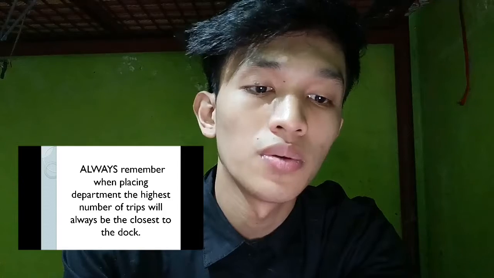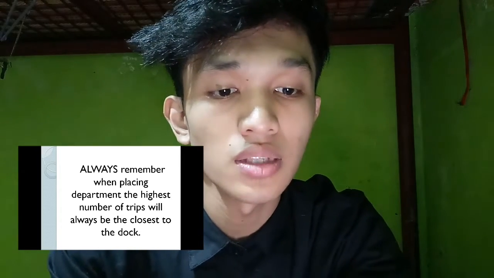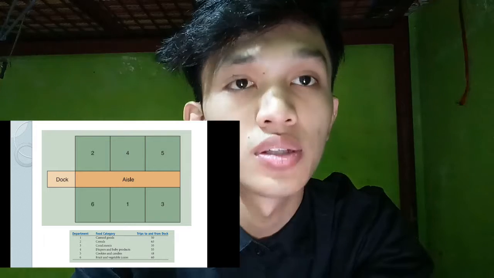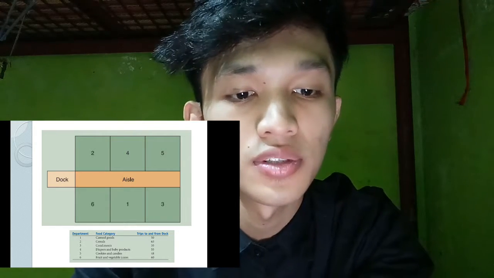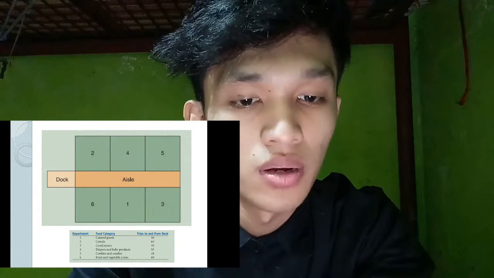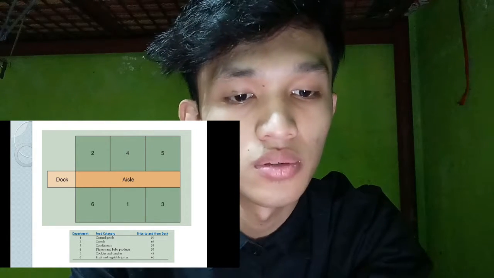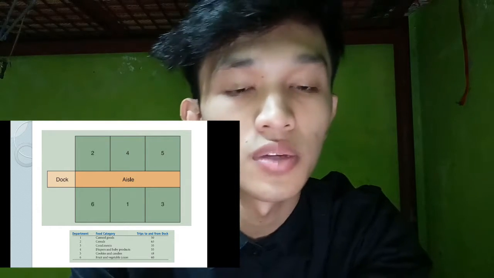So, yun yung example. Always remember, when placing departments, the highest number of trips will always be closest to the dock. So, yung pinakamalapit na ilalagay mo ay yung may pinakamaraming trips papunta sa docks. They arrange it from the highest to the lowest trips from the dock. So nanguna yung number 2, which is cereals that have 63 trips to the dock, followed by number 6, which is fruit and vegetable juices that have 60 trips from the docks.